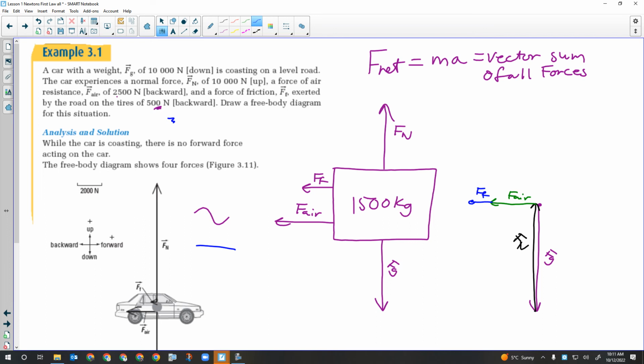Okay, so is everybody okay with how that works? So the free body diagram will be like our givens, and then we'll go to a vector diagram if necessary. In this case it really wasn't, but we did it anyway, to get our vector sum of all forces. Okay?